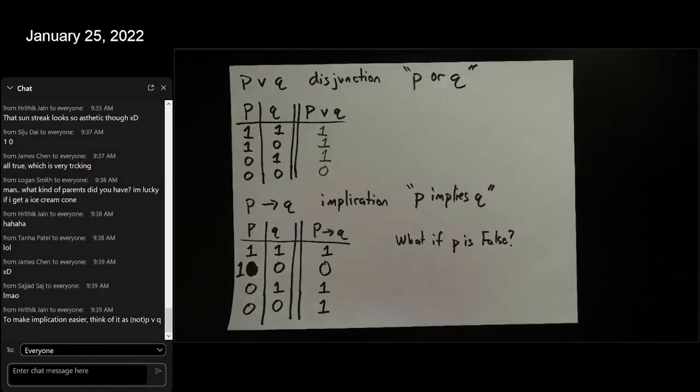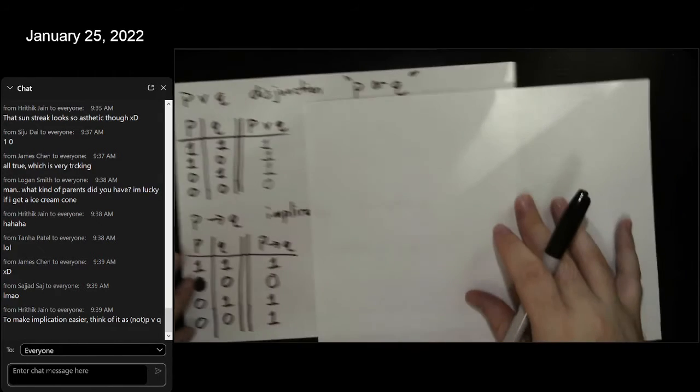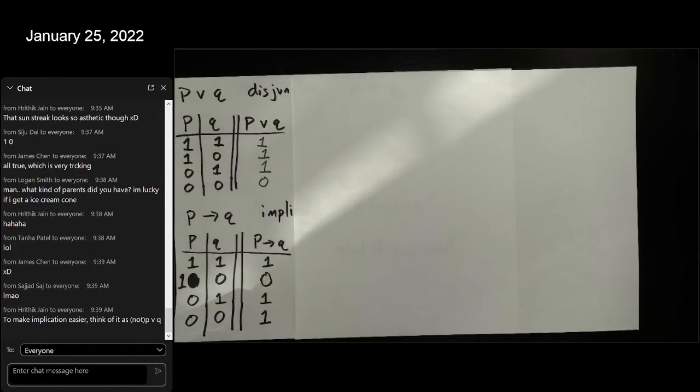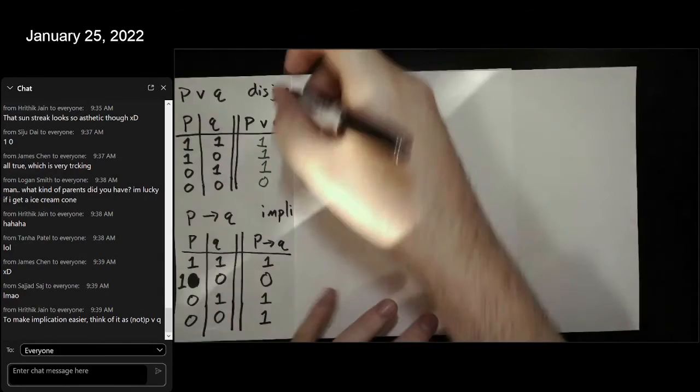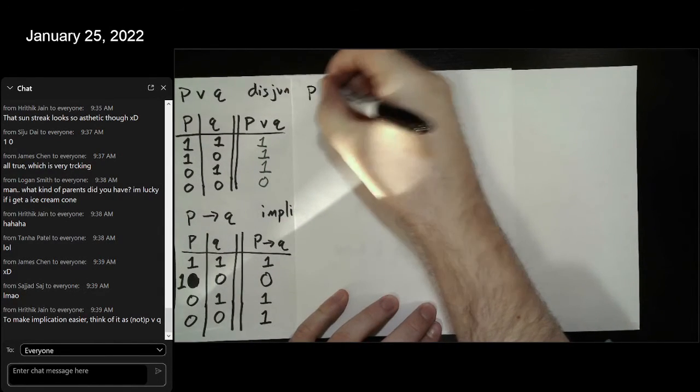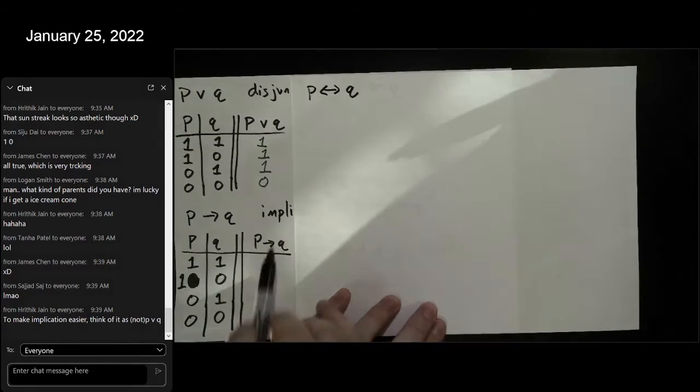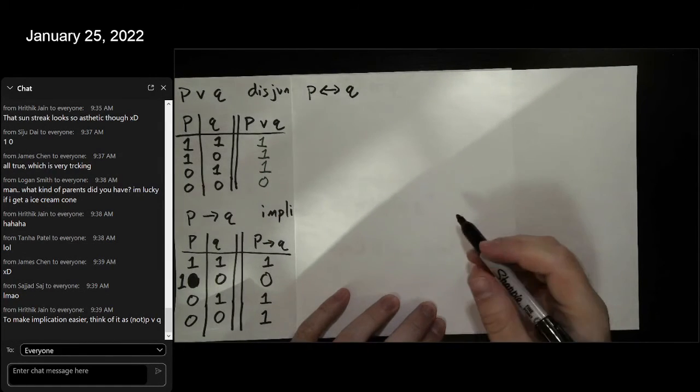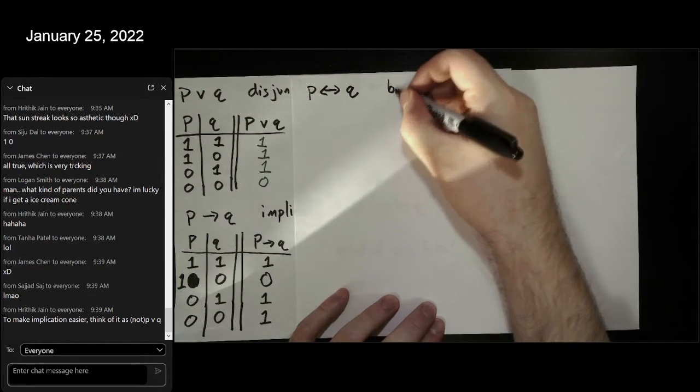Now, if that's a little bit unsatisfying to you, I have another logical connective you might like more. This is called the biconditional. The arrow goes both ways instead of just one way. This is the biconditional.